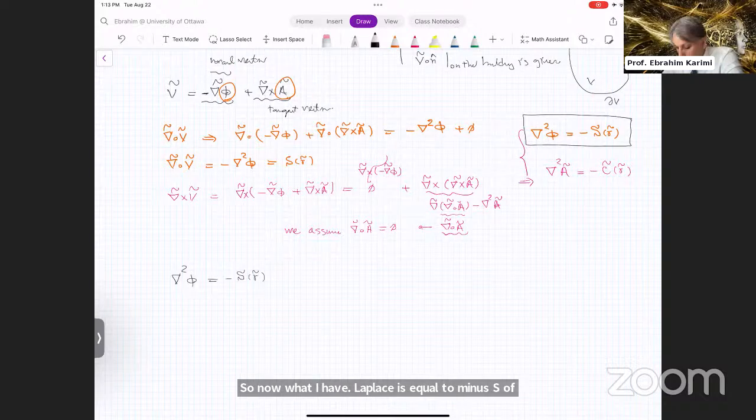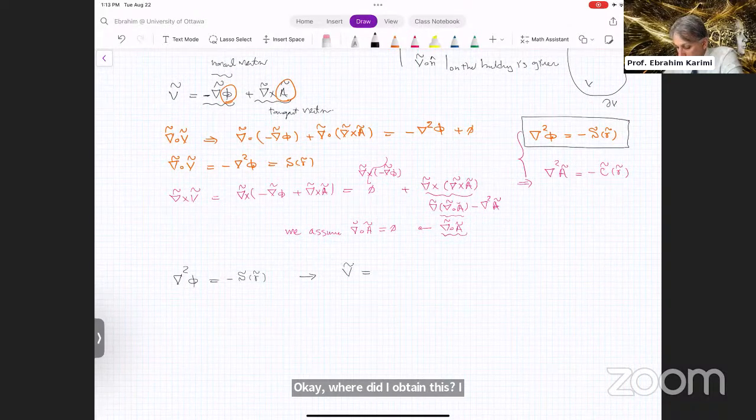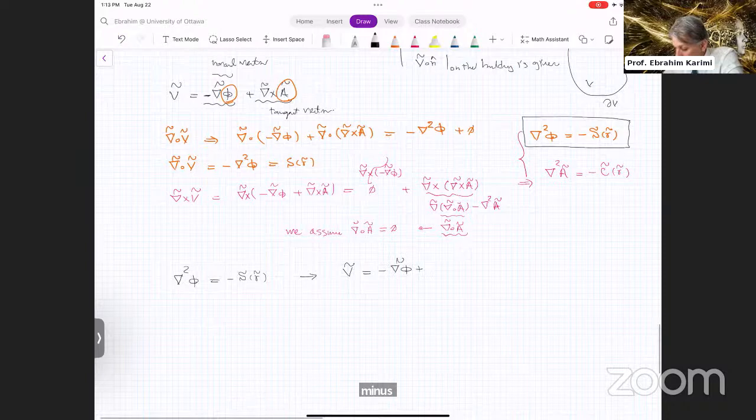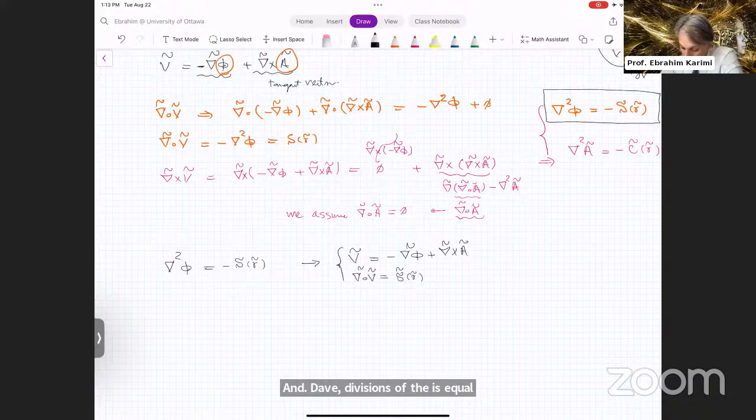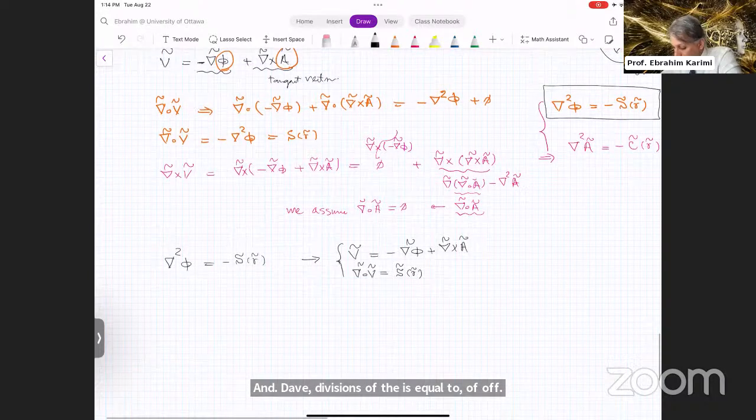Okay. Where did I obtain this? I obtained this from the fact that V is given by minus gradient of phi plus curl of A, and divergence of V is equal to S of R. Okay, so from these two, I obtained this equation.